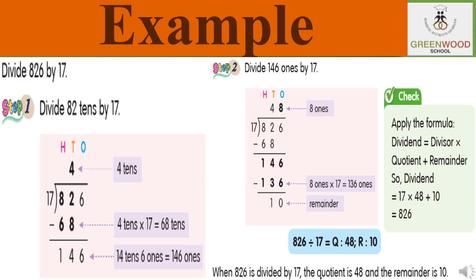Now there is one method to check whether our answer is correct or not. What is that? Dividend is equal to divisor into quotient plus remainder. That is, we should get 826 by first multiplying 17 into 48 and then adding 10 to that answer. If we get the same number as the dividend, that means we have divided the number correctly. So I can say that when 826 is divided by 17, the quotient is 48 and the remainder is 10.